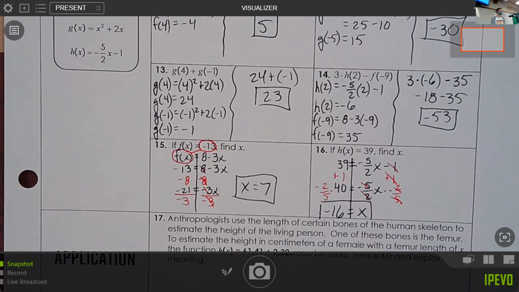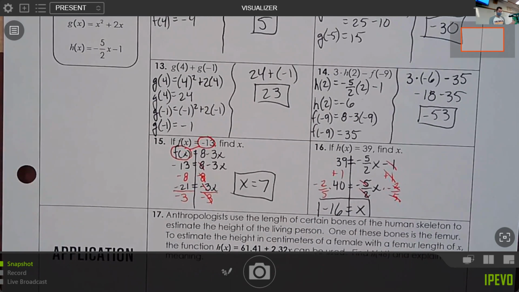And so they can reasonably estimate how tall somebody was based on certain bones that they find, even if they don't find the entire skeleton. So it says one of these bones is the femur. The femur is like the big bone in your leg, your thigh bone essentially.